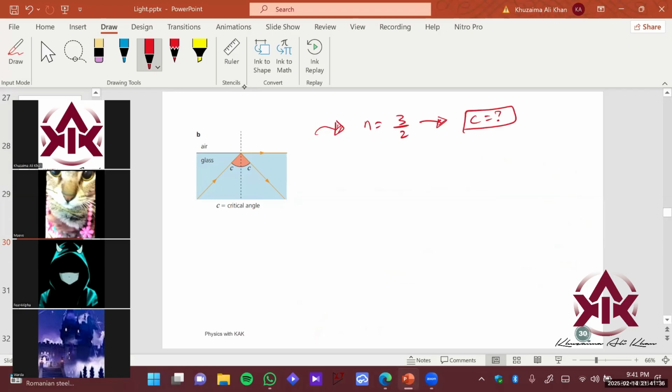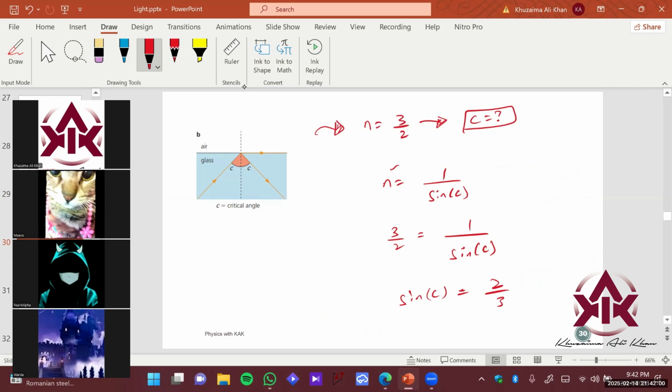So you know this relation over here, refractive index and critical angle, that n is equal to 1 over sine c, right? You know n, you can find c directly. So what is n? It is 3 upon 2, equal to 1 upon sine c. Just solve for the value of c. So this is going to become sine c equals 2 upon 3.